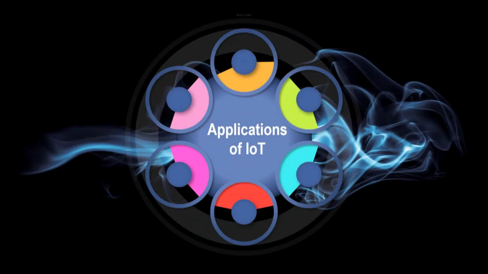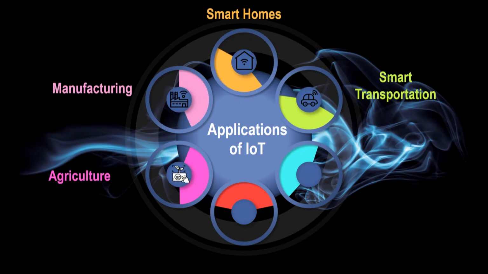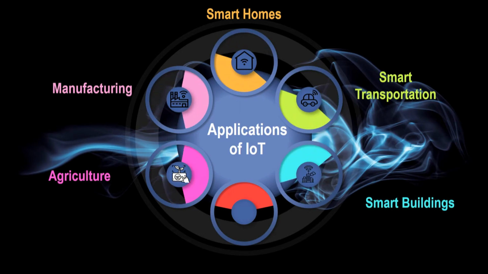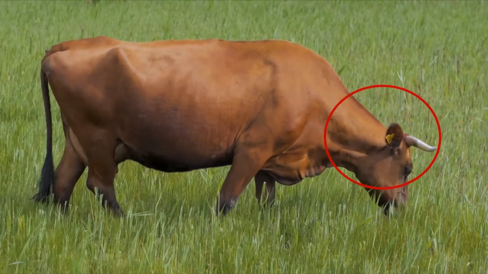Now, if I talk about the applications of IoT, there are various stages and various types of applications. For example, you can use it in smart homes, in manufacturing, in smart transportation, in the agriculture field, in smart buildings, smart roads, all these things. You can also use it in medical and healthcare facilities, and in a very accurate way we can get the data and all. This is just an example of how sensors are used in a holy cow.